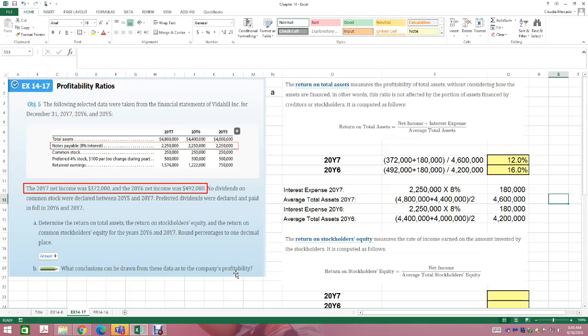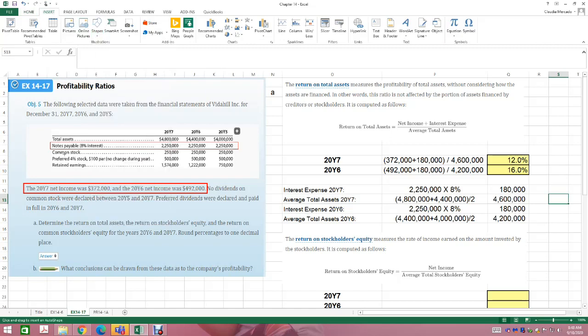So, the first thing we need to figure out is, what is my average total stockholders' equity? The average total stockholders' equity is not provided to you in the problem. You have to calculate that. Well, what is my total stockholders' equity, first of all? Your total stockholders' equity is any investment by your stockholders into the business, and this is usually in the form of stock, or this is the retained earnings of the income generated by the business. So stockholders' equity is composed of common stock, preferred stock, and retained earnings.